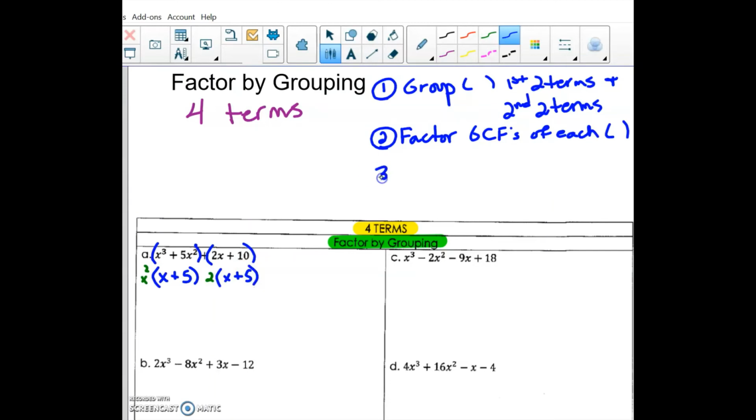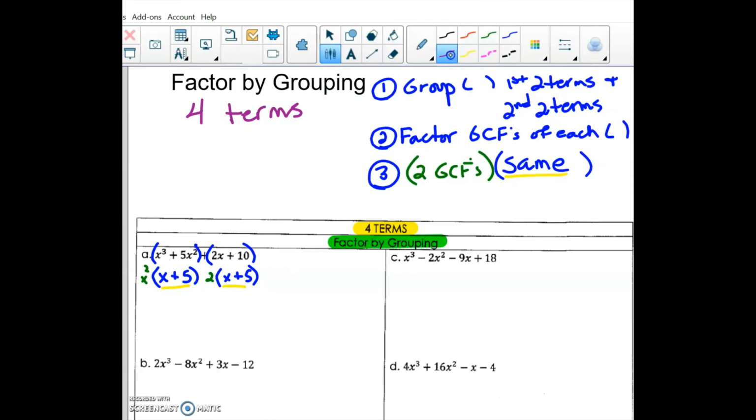The last step is to write the answer. The answer will look like this. You'll have two parentheses. In the first parentheses, you'll put your two GCFs. In the second parentheses, you'll notice, hopefully, that you'll see the same thing, x plus 5, x plus 5. So that x plus 5 is what's the same thing.